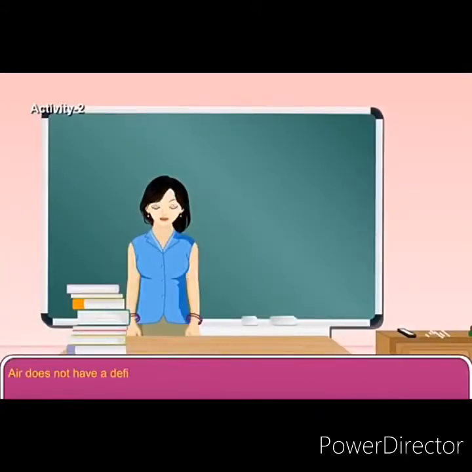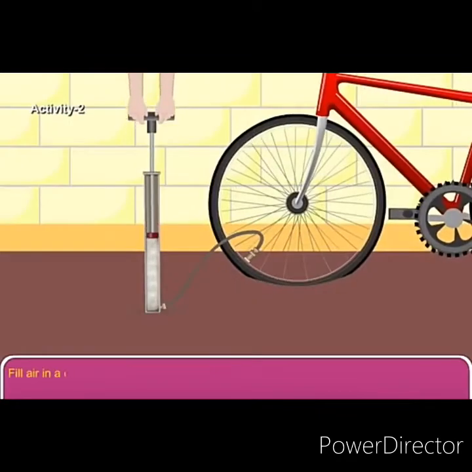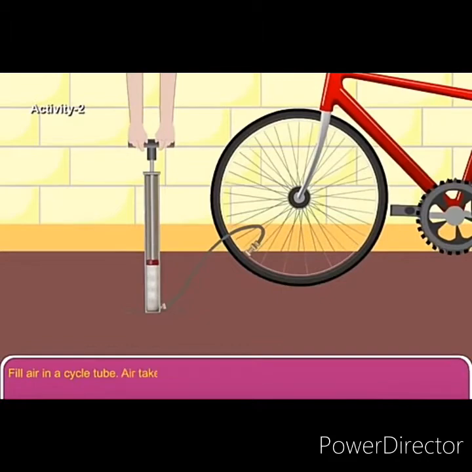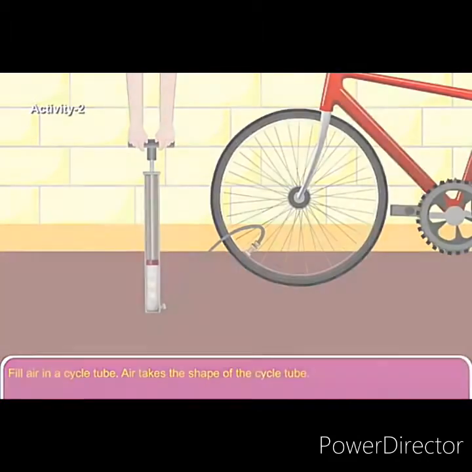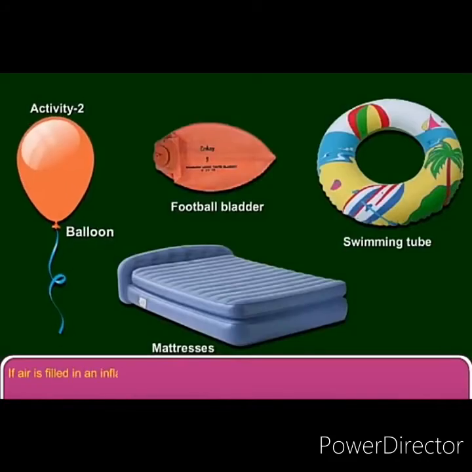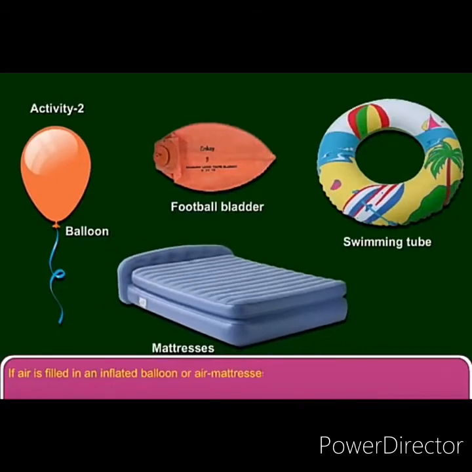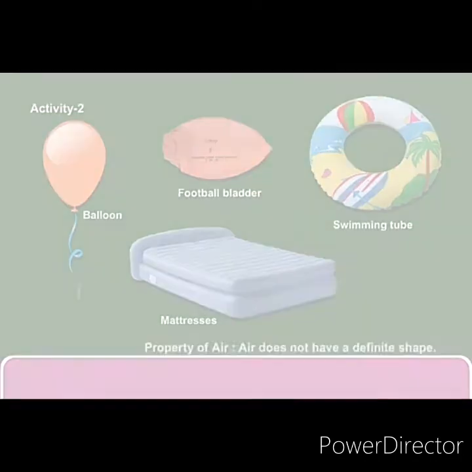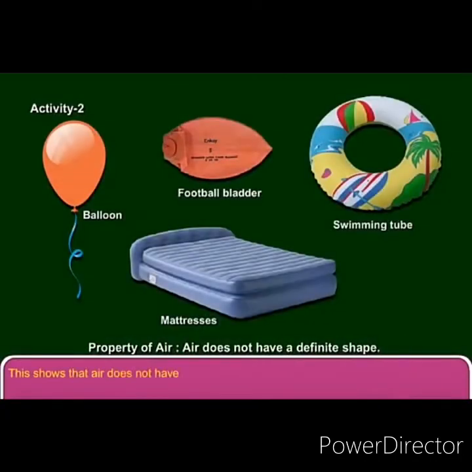Air does not have a definite shape. Let us prove it. Fill air in a cycle tube. Air takes the shape of the cycle tube. If air is filled in an inflated balloon, air mattresses, football bladder or swimming tube, it takes their shape respectively. This shows that air does not have a definite shape. It takes the shape of the container in which it is present.